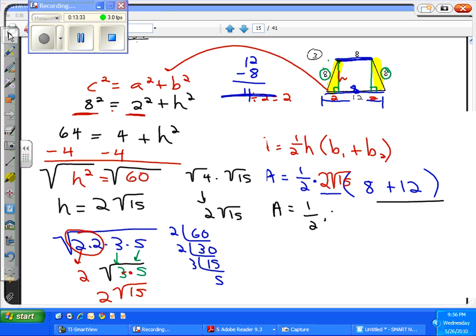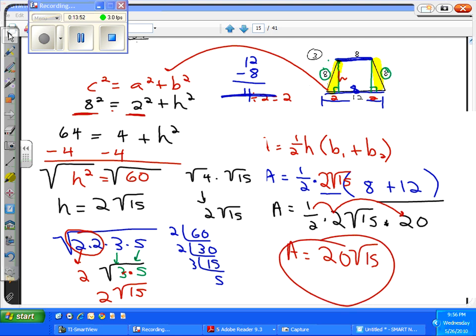So we're going to do what's in the parentheses. We get 1/2 times 2 square root 15 times the sum of 8 and 12, which is 20. Now we're going to do multiplication. We multiply the numbers. Half of 2 is 1 times 20 is 20. And the radical tags along, square root 15. Any questions on number 3?